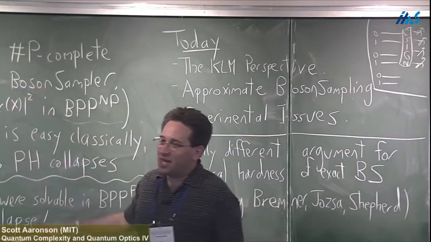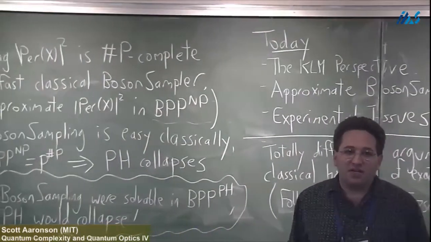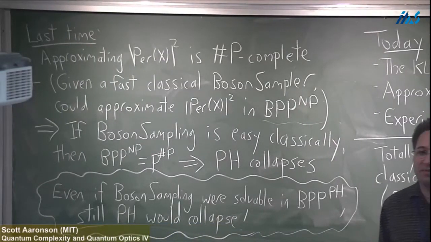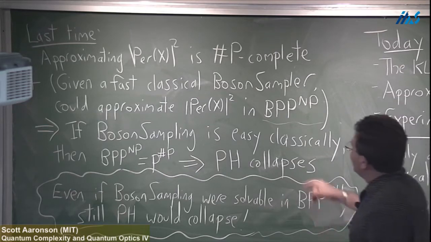So just to recap what we did last time. Last time I explained the argument that we gave why the exact boson sampling problem is probably hard for a classical computer. Namely, if you had a fast classical algorithm for it, then that would collapse the polynomial hierarchy. This argument is actually a very straightforward one, by complexity standards, but it has various aspects that may be hard to wrap one's head around.